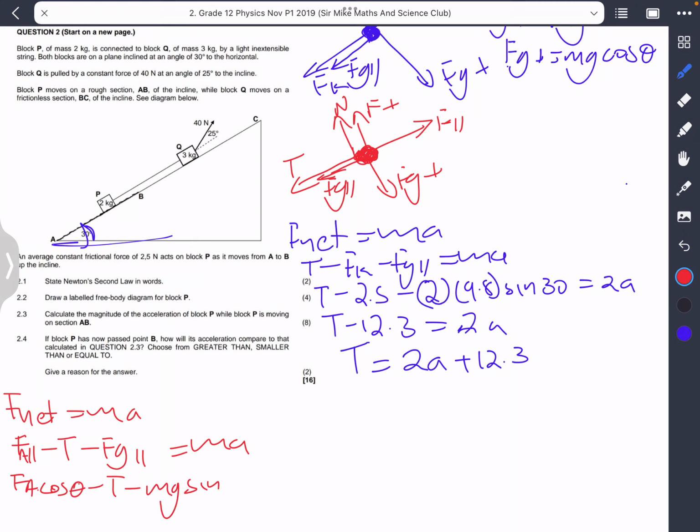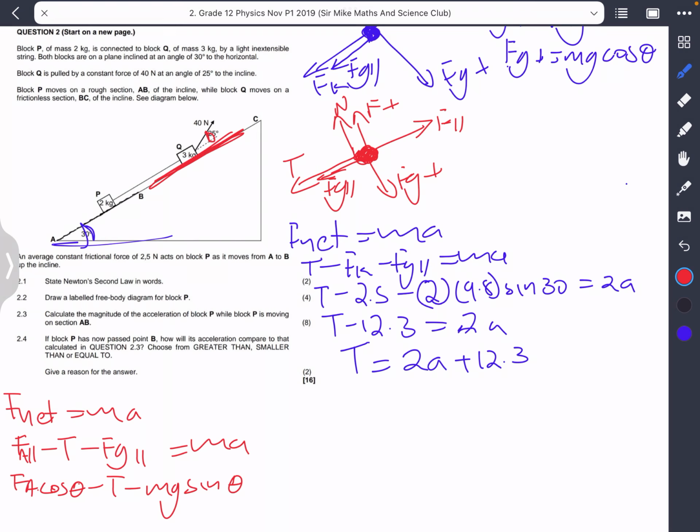sine of theta. Now remember, this theta and that theta are not actually the same. The theta that we have for mg sine of theta would be that 30 degrees, and then the theta for FA, the force applied multiplied by cos of theta, would be the angle between our force and the surface that we have here. So it would actually be that 25 degrees.